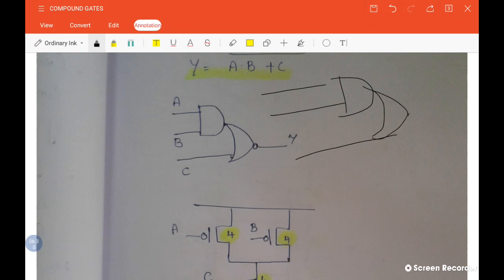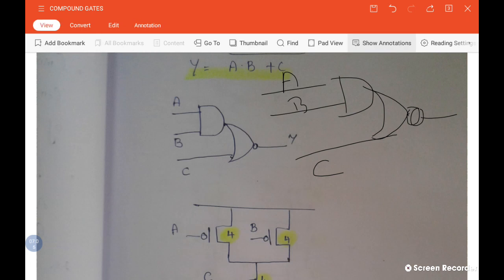We are given this input, and we are doing the OR operation. So A, B and C are ORed, and finally inverted. This logic is known as AND-OR-invert logic. So the AND input is ORed, and finally there is an inversion, which means a bubble at the output. This is the gate expression for the given function Y = (A + B·C) the whole bar. Okay.